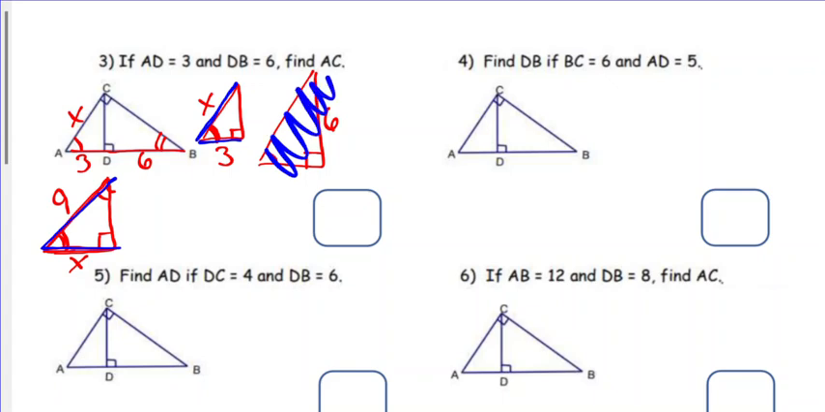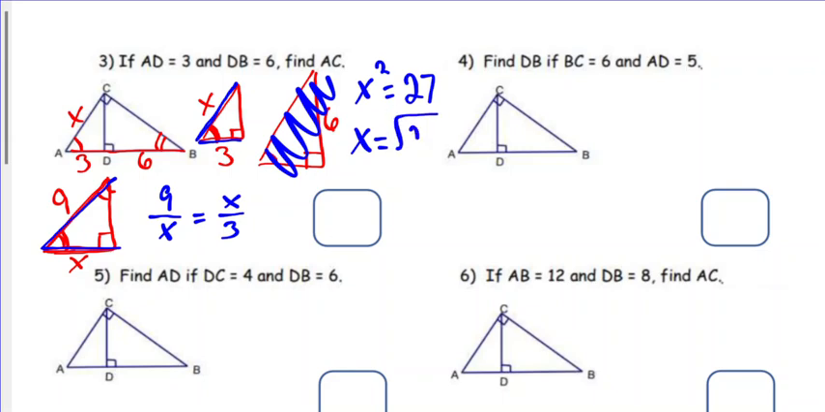So I'm going to set my proportion just using the big triangle and the small one. 9 over x is equal to x over 3. So I'm going to cross multiply and get that x squared is 27. So x is the square root of 27. If you'd like to leave that as a decimal, you can. If you're going to leave it as a radical, I want you to simplify it.